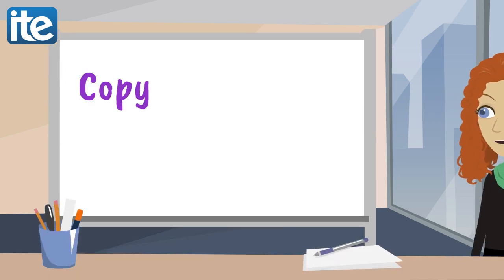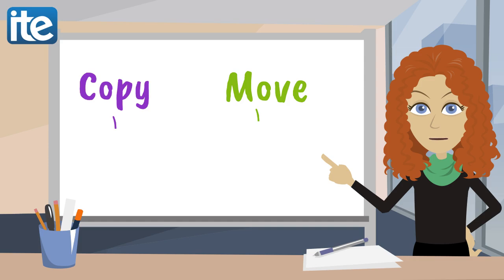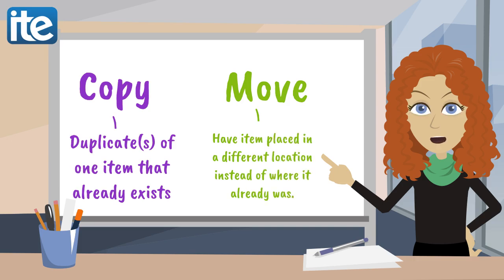Now we'll discuss the difference between copying and moving. To have a copy means you have a duplicate of one item in a new location while keeping it in the previous location as well. To move an item means you want the item in a new location instead of the previous location.